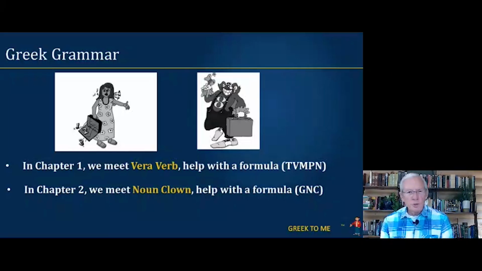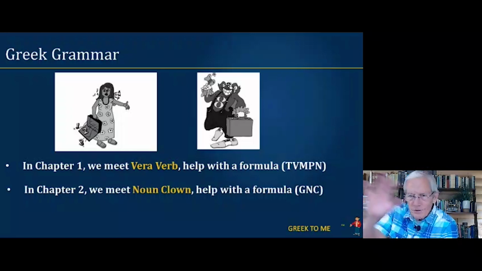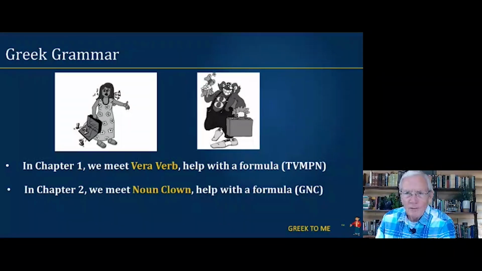In chapter 2, we meet the noun clown, and he's going to help us remember the formula: gender, number, and case. So this is just a broad overview of English grammar, and then we're going to follow up with a section just on the Greek verb.